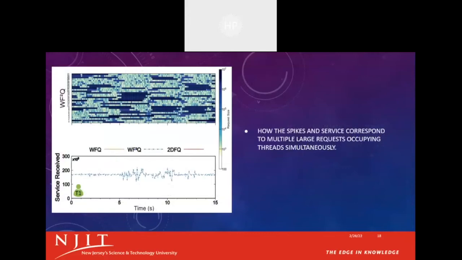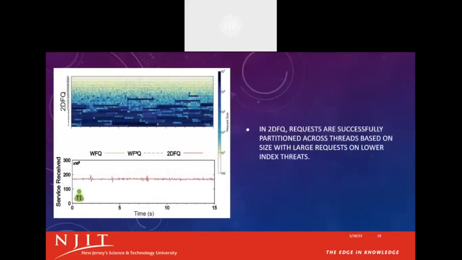In the upper part of the slide, we have shades for threads based on the size of the request that is executing at a point in time, with darker meaning a more expensive request. For WF2Q, we can observe how the spikes in service down here correspond to multiple large requests occupying threads simultaneously. On the other hand, 2DFQ smooths those spikes out too and produces even less bursty service than before.